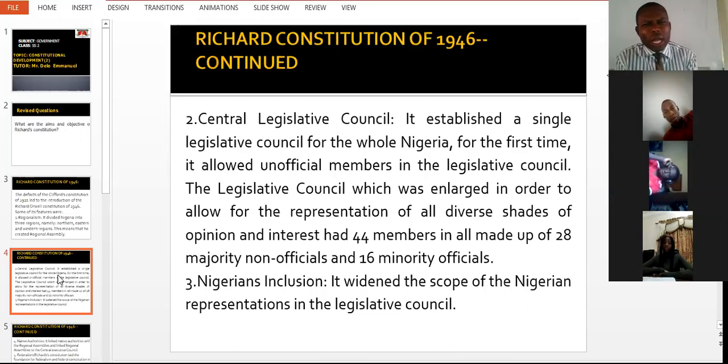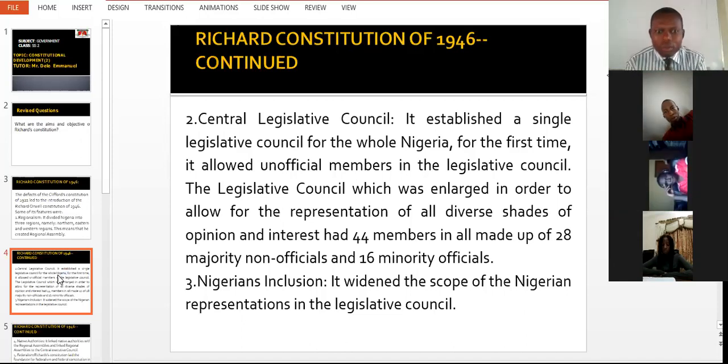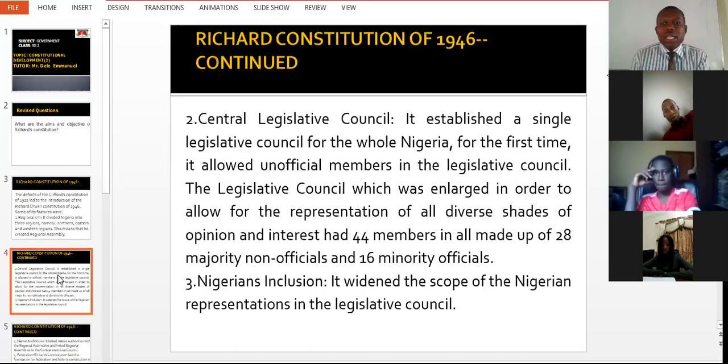All right, let's look at another feature of Richard Constitution: Nigerians' inclusion. Now, let me explain it. It widened the scope of the Nigerian representation in the legislative council.